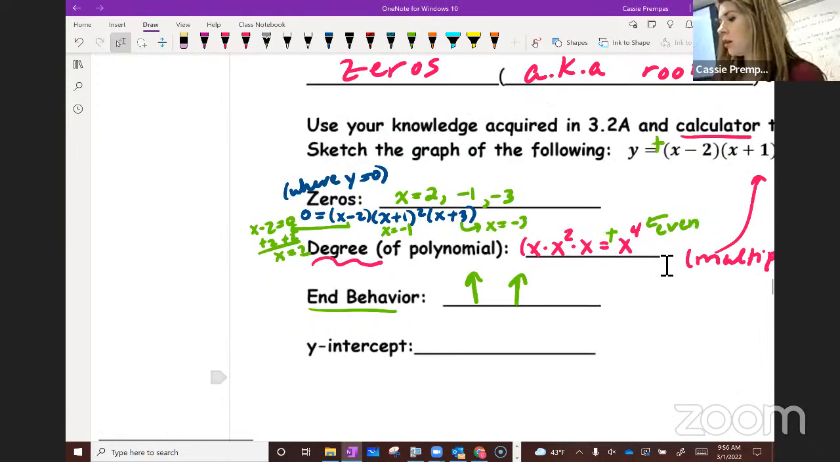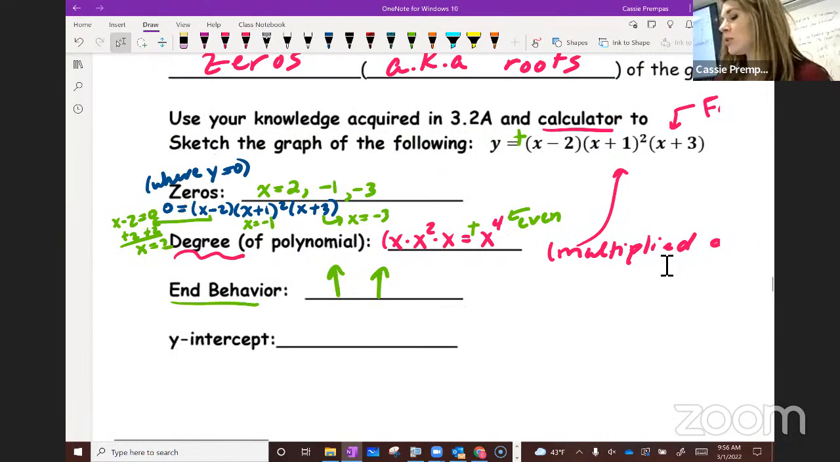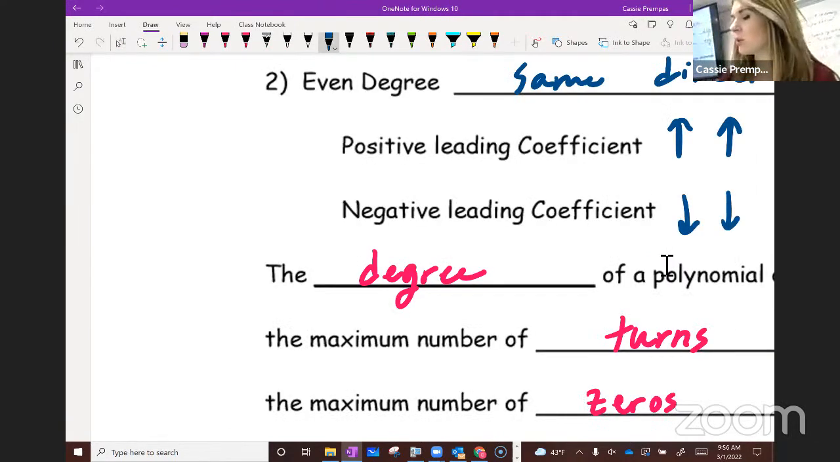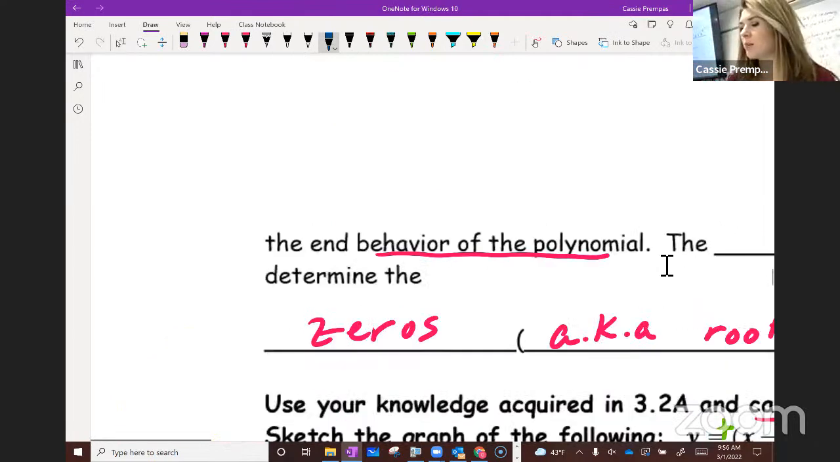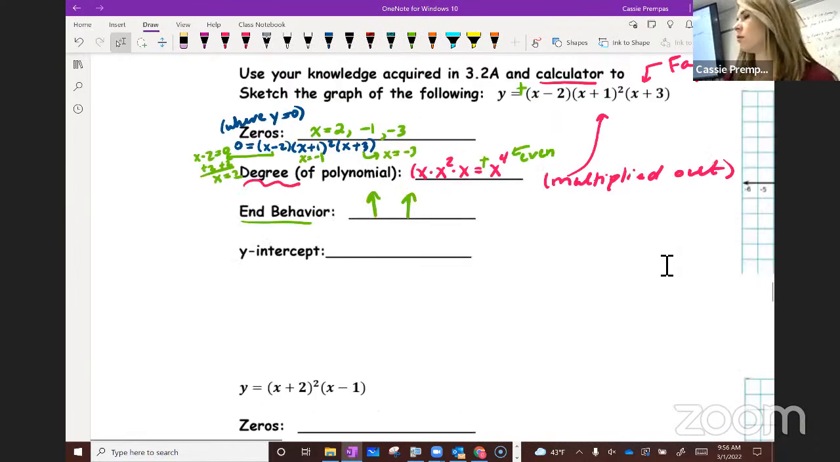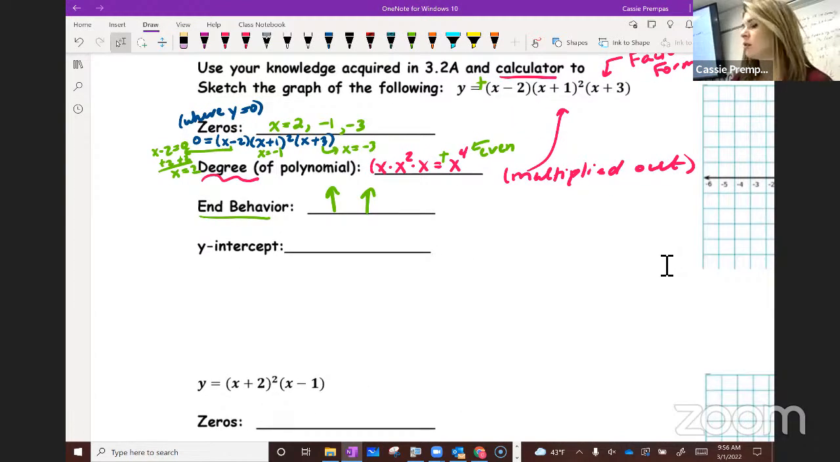Oh, it's all good. Okay, so the y-intercept, guys, you should be able to know how to do this. I know this was a question on the placement test. So if you forgot, let's make sure we remember: how do you find the y-intercept of any equation? What do you do? Do you remember? The y-intercept is always where x equals 0.